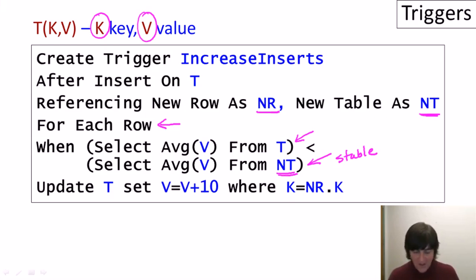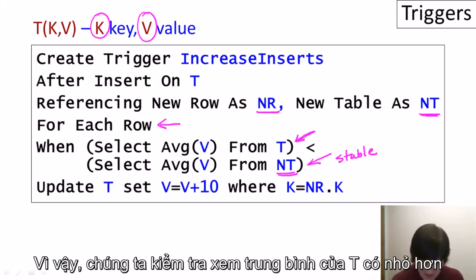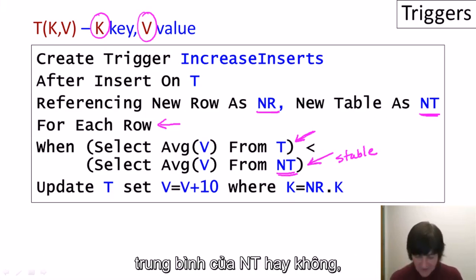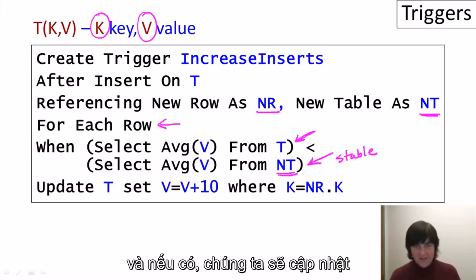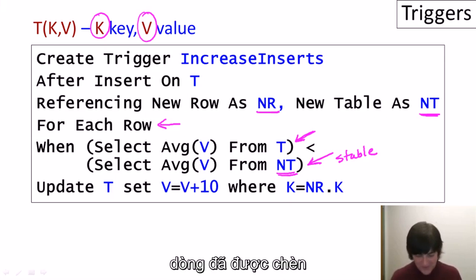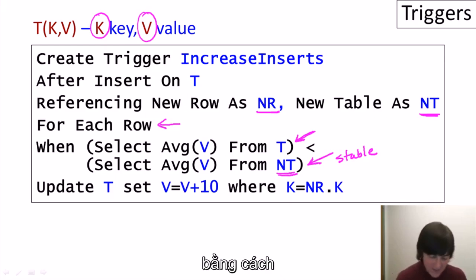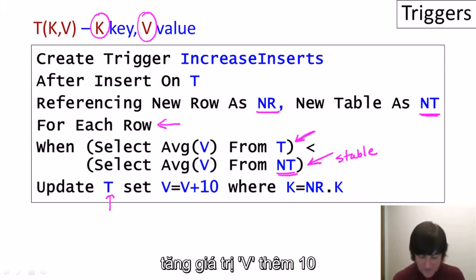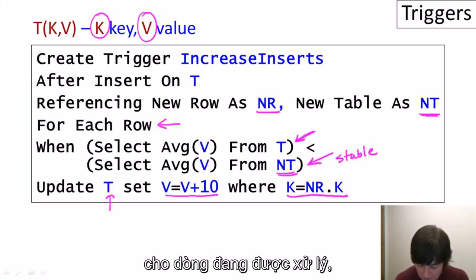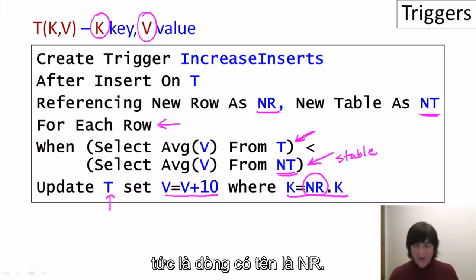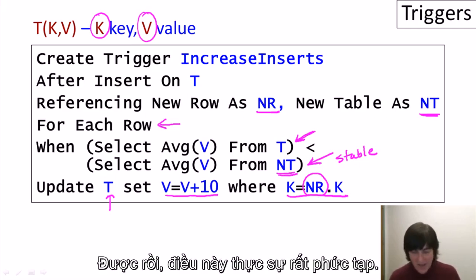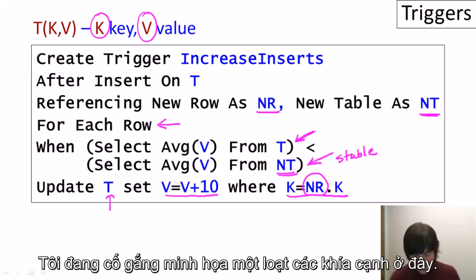Okay? So we check whether T's average is less than the NT average, and if it is, then we're going to modify the tuple that was inserted. So we're going to update T, and we're going to set the value to be V plus 10 for the tuple that we're currently processing. In other words, the tuple whose key is in new row. Okay, this is really, really tricky. I'm trying to demonstrate a bunch of things here.